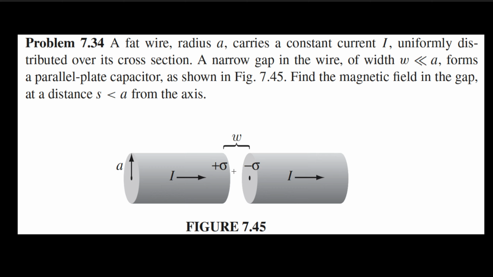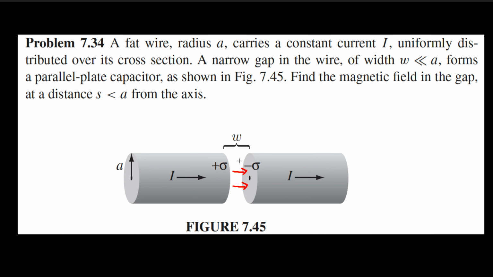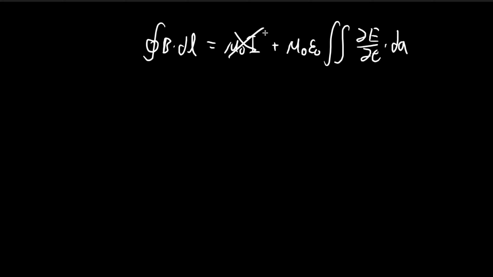So what's going on is that, as you can imagine, there's going to be an electric field here that's pointing in this direction, because there's a positive charge and negative charge here. So first of all, let us just write out what Ampere's law is with Maxwell's correction. So we get something like this. And then in our case, since we're considering the situation inside this gap here, you'll see that there is no enclosed current, so this term is equal to 0. So we only have to concern ourselves with this.